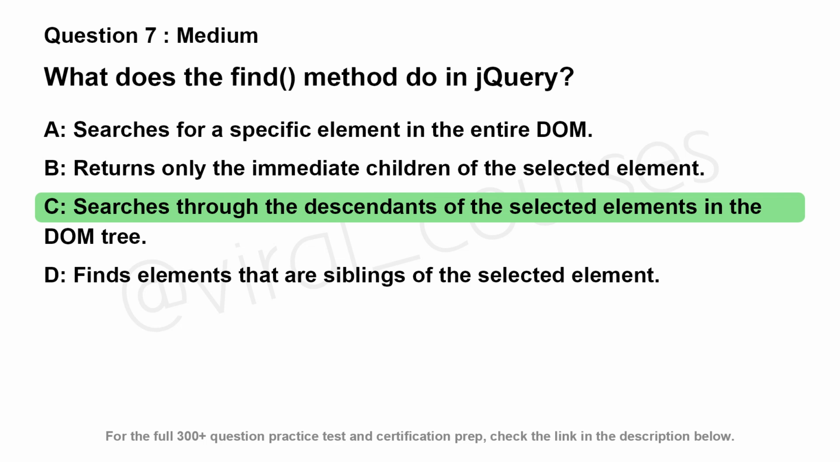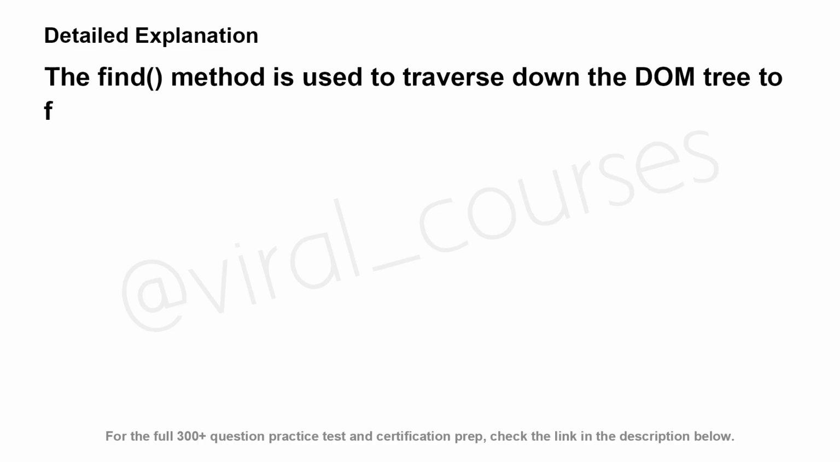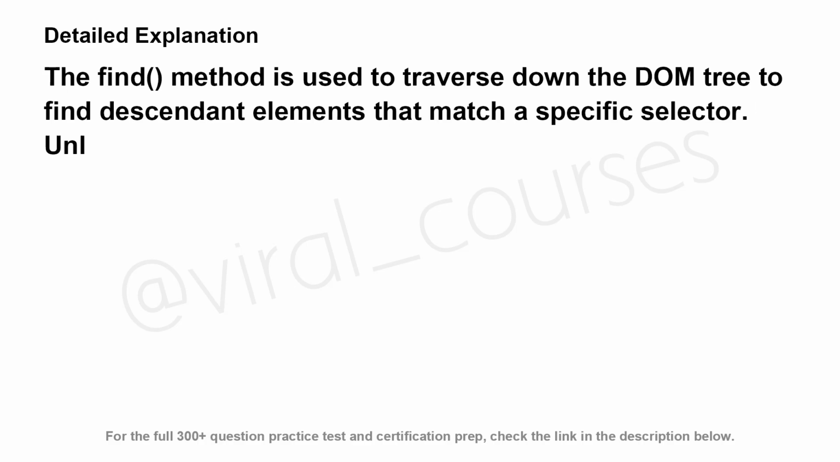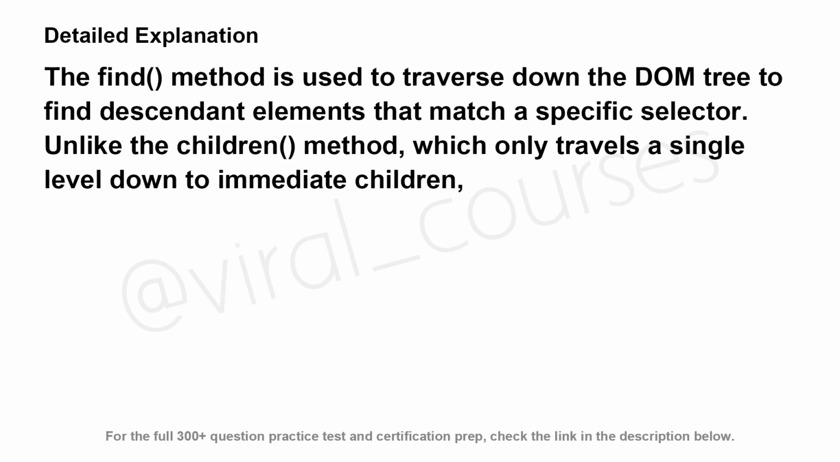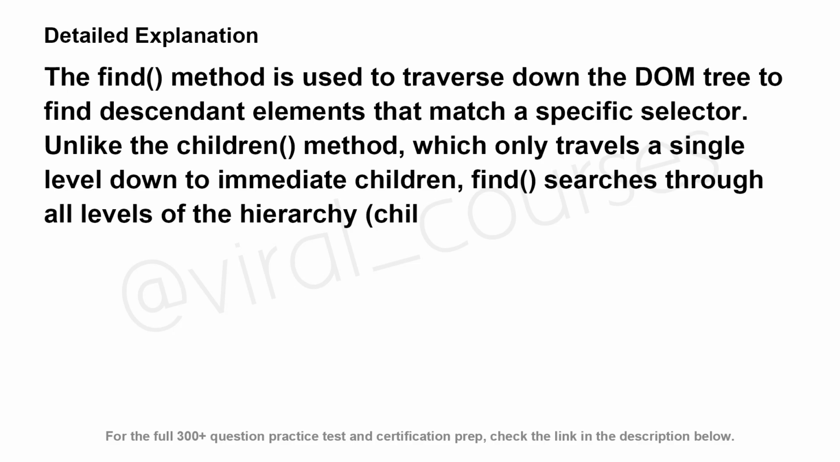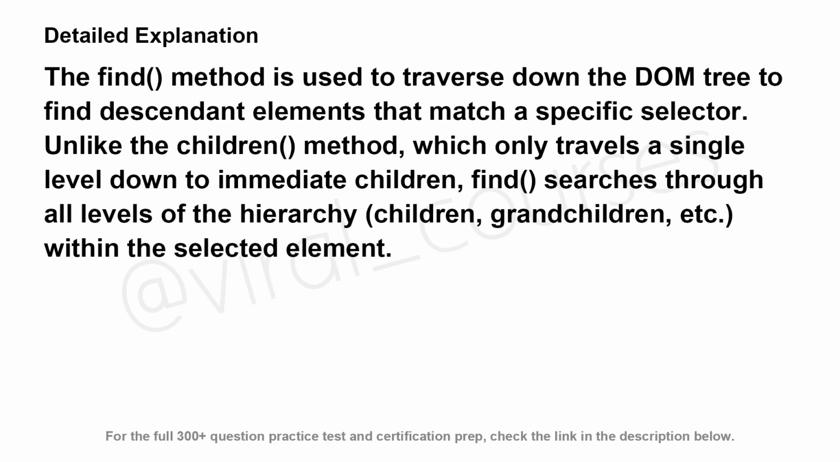The correct answer is C. The find method is used to traverse down the DOM tree to find descendant elements that match a specific selector. Unlike the children method, which only travels a single level down to immediate children, find searches through all levels of the hierarchy, children, grandchildren, etc., within the selected element.